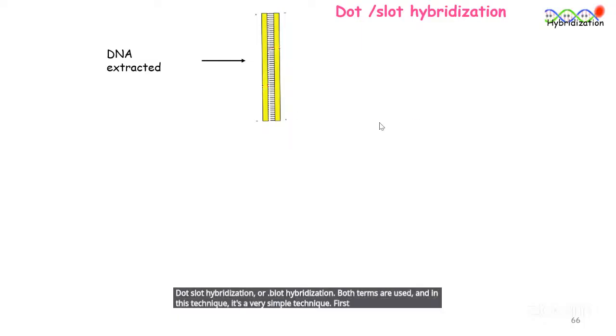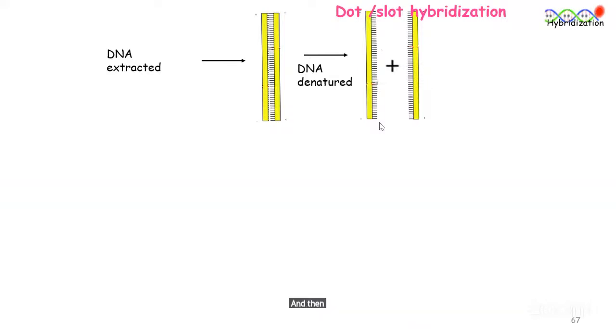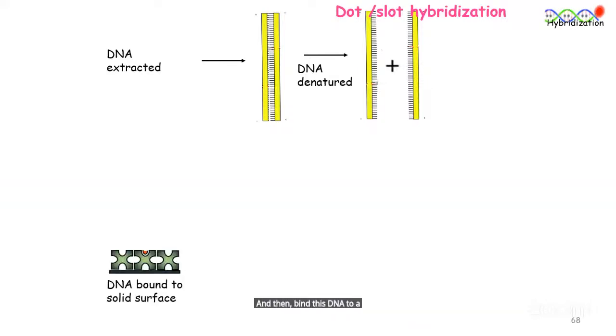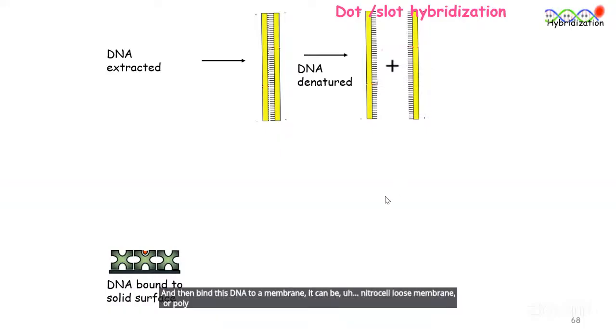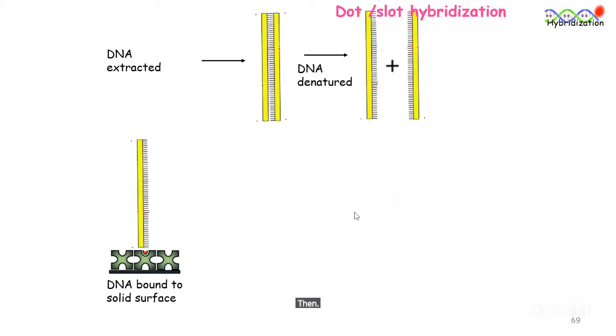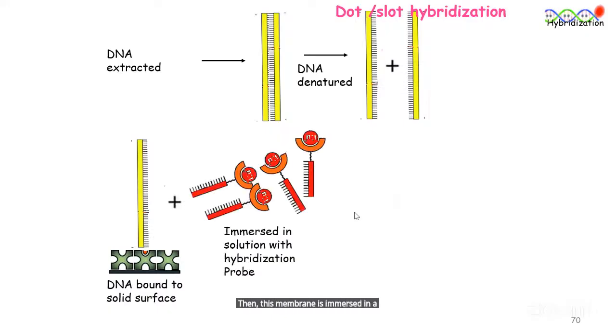Dot slot hybridization or dot blot hybridization, both terms are used. It's a very simple technique. First, we denature the DNA and then bind this DNA to a membrane. It can be a nitrocellulose membrane or polystyrene membrane. Then this membrane is immersed in a solution containing the probe.